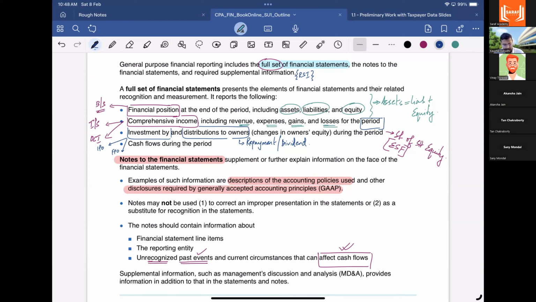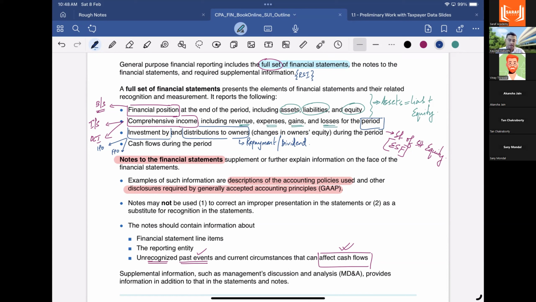ठीक है. And then again we are getting into notes to the financial statements, right? So supplement or further explain information on the face of the financial statements. Like, we can say that not everything can be converted into figures. कुछ ऐसी crucial information होगी, कुछ ऐसी important information होगी जहां पे you can't really rely on the dollar figures, right? But you have to put it in words.